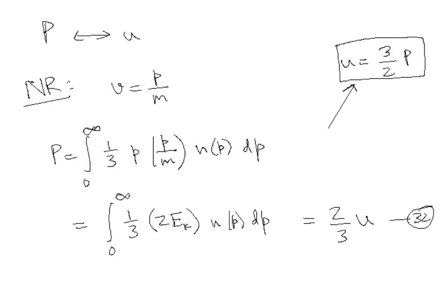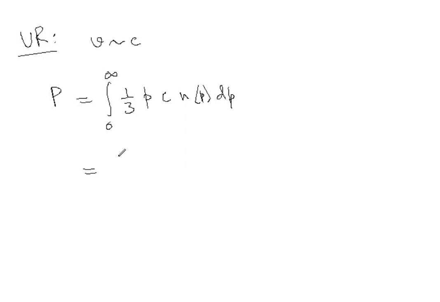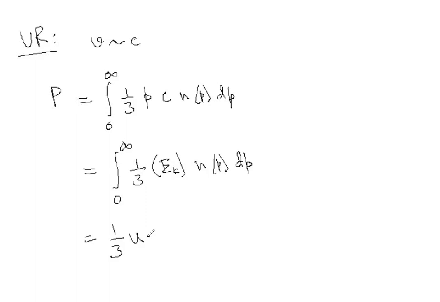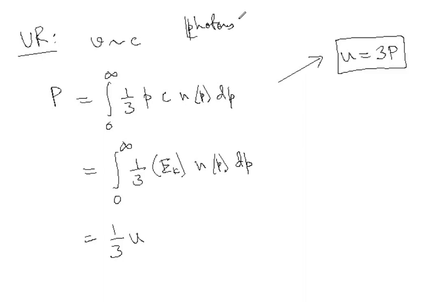What about the ultra-relativistic case? Here we have v approximately c. So let us again write P = ∫ from 0 to infinity of 1/3 p c n_p dp. Now pc is just the relativistic energy, E_k, then n_p dp. So this is 1/3 of U. This means that for relativistic particles we have U equal to thrice P. Okay, so this is the relation. Yes, this is valid for photons. Ultra-relativistic case, remember this.